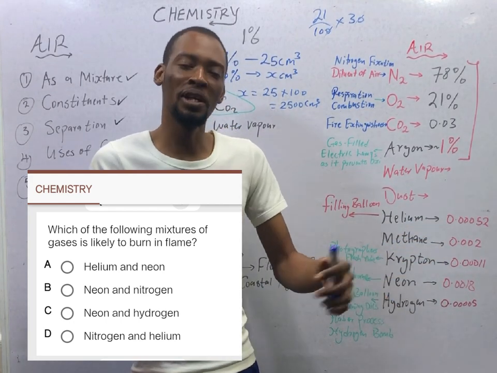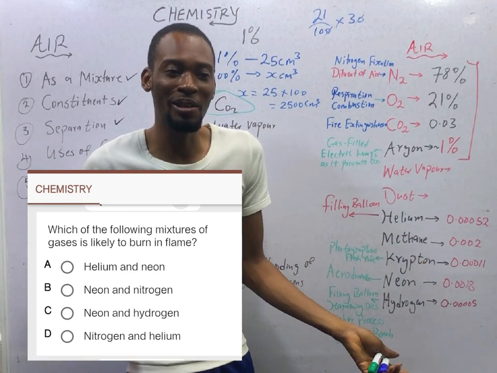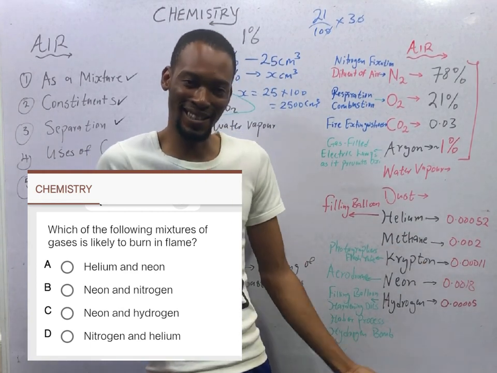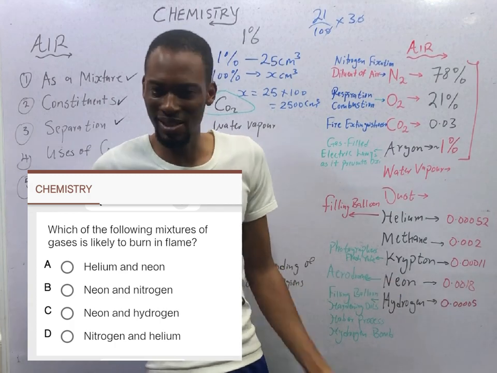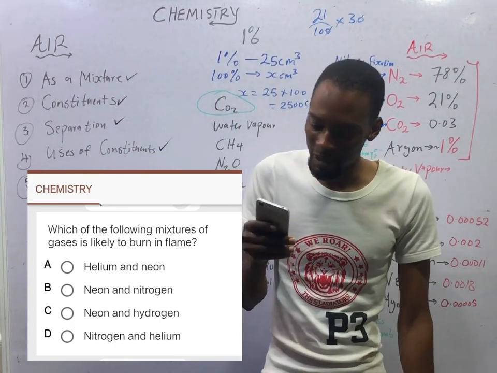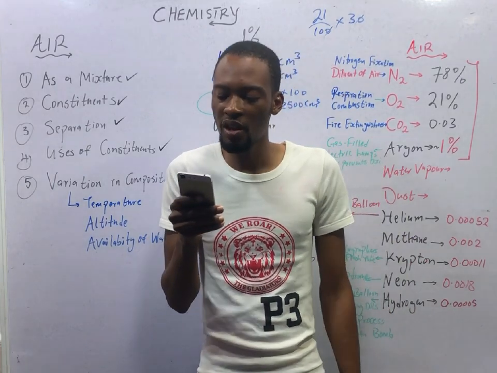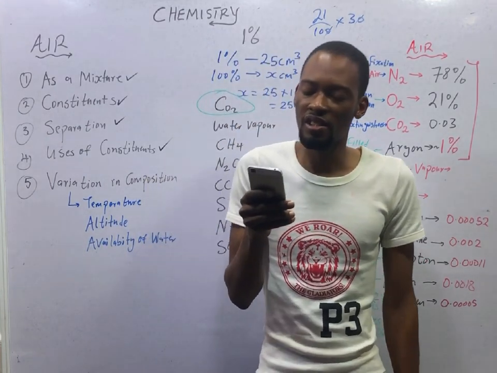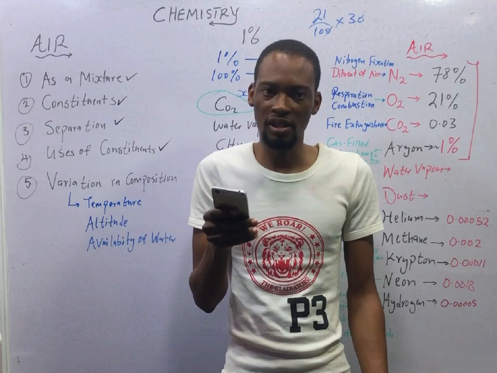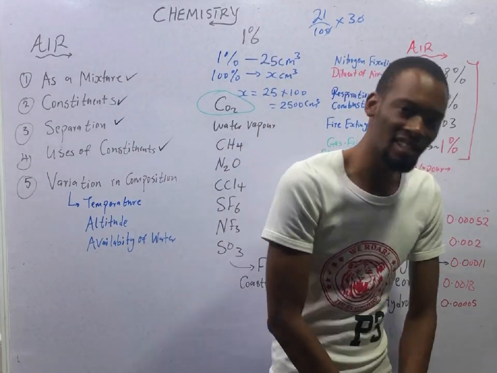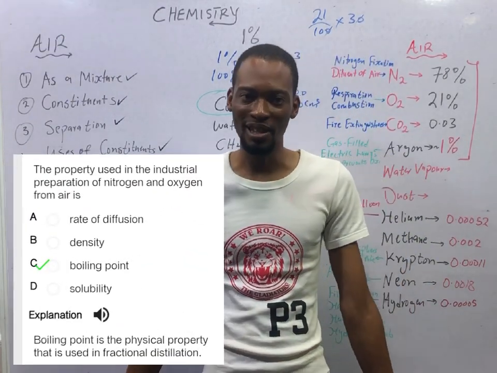Whether we can prove it or we cannot prove it, it's not our problem. We are sure that A, B, and D are wrong. So, option C should be correct. And the property used in industrial preparation of nitrogen and oxygen from air is boiling point, because the criterion for that is difference in boiling point.